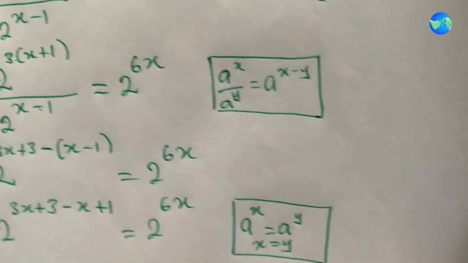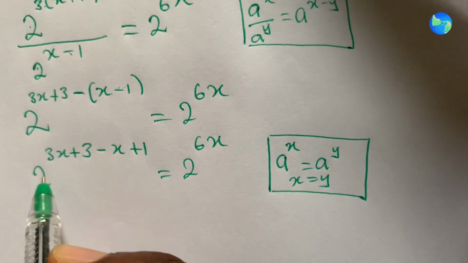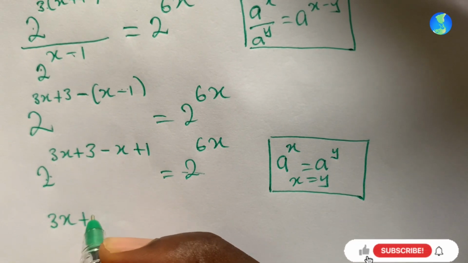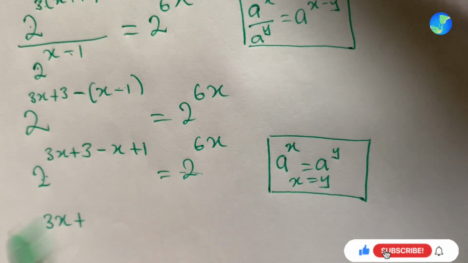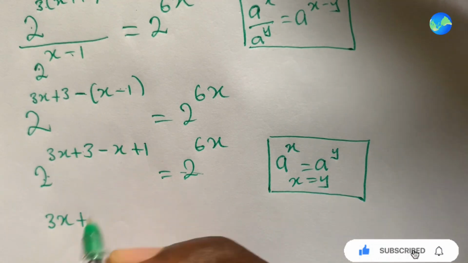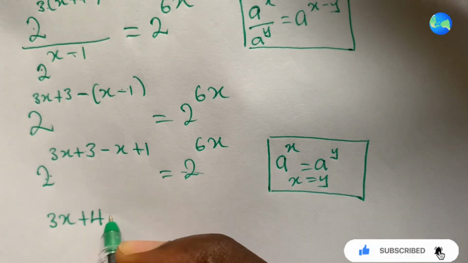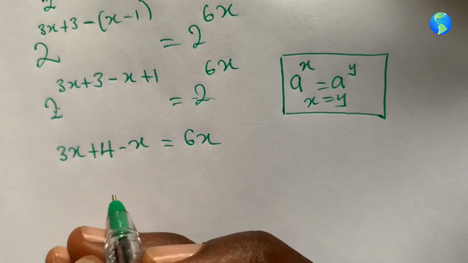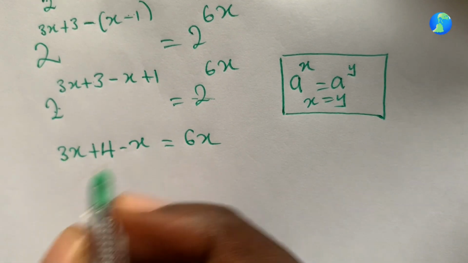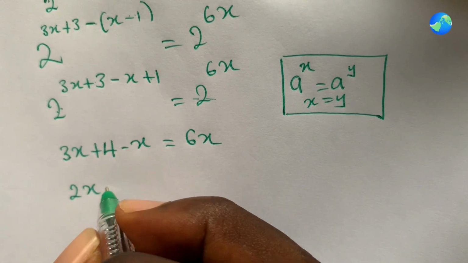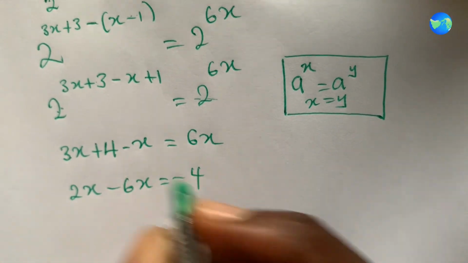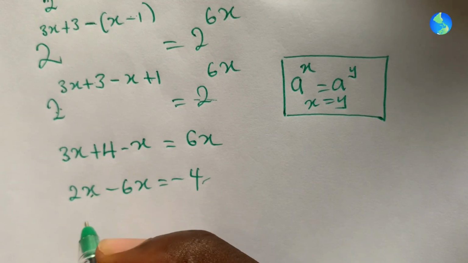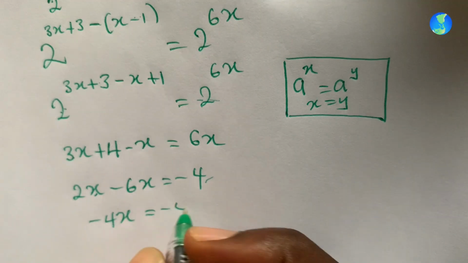So if we apply that here, we have 2, so we will just equate the power, which is 3x plus 3 plus 1. Let me just collect like terms. That's 4. Okay, I've not subtracted x. Let me just rewrite to be equal to 6x, so that now we can just do it lastly. This is 3x minus x, that's 2x, minus 6x equals minus 4 when this crosses to the other side, right? So 2x minus 6x is minus 4x to be equal to minus 4, right?